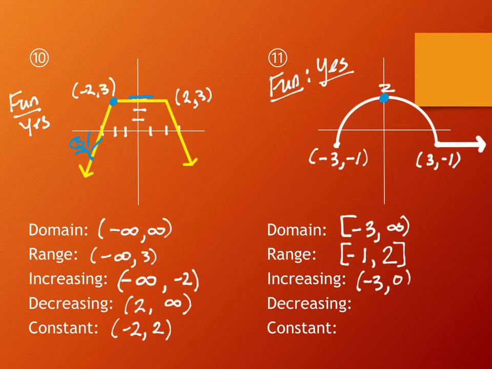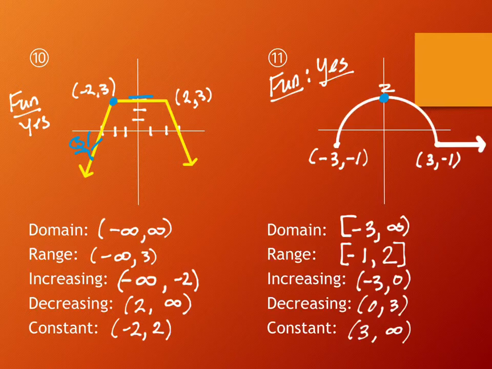I think it's decreasing from 0 to 3. Decreases from 0 to 3, right? It's on the sloping down part of that sort of semicircle. And then it's constant from 3 to infinity. This is our winner so far at being most interesting graph, agreed? Yeah, it has all the features, didn't it? None of the others had this so far.